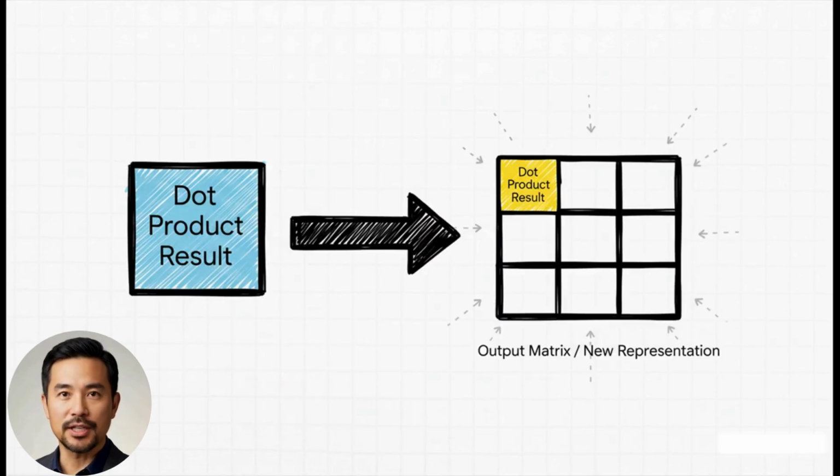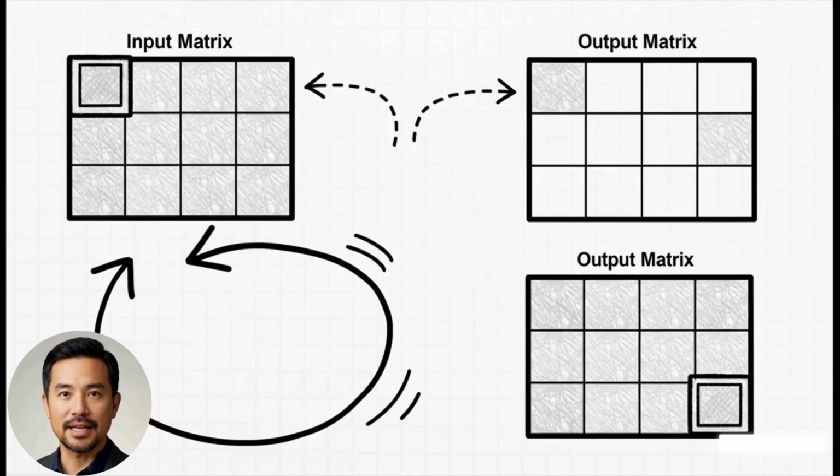So that one number we just got becomes the very first entry in a totally new grid. This new grid is our output, and it's basically a map showing us where the filter found the pattern it was looking for. Then the filter just slides one step to the right, does the exact same calculation, and puts the new number in the next spot on our map. And it just keeps doing this. Slide, calculate, record. Slide, calculate, record. All the way across the entire image until it's built a complete map of where its pattern exists.